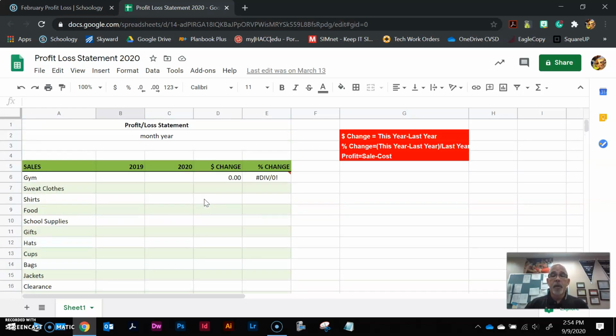And what we're going to do, again, I'll show you in future videos or separate videos how we calculate all this stuff and where all this data comes from. But this is a general overview of a profit loss statement.